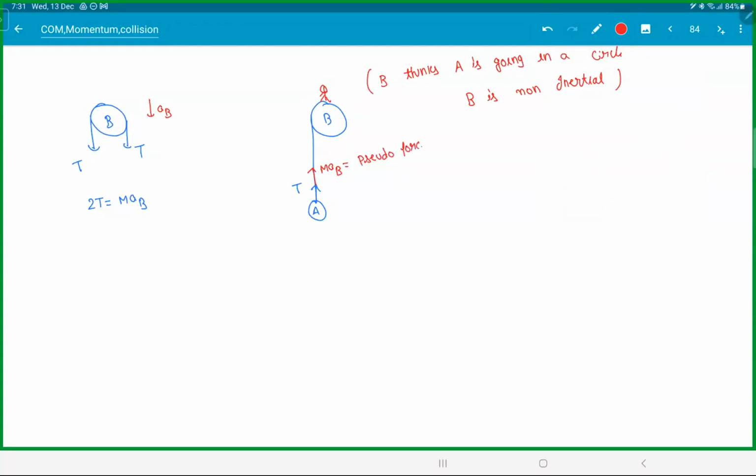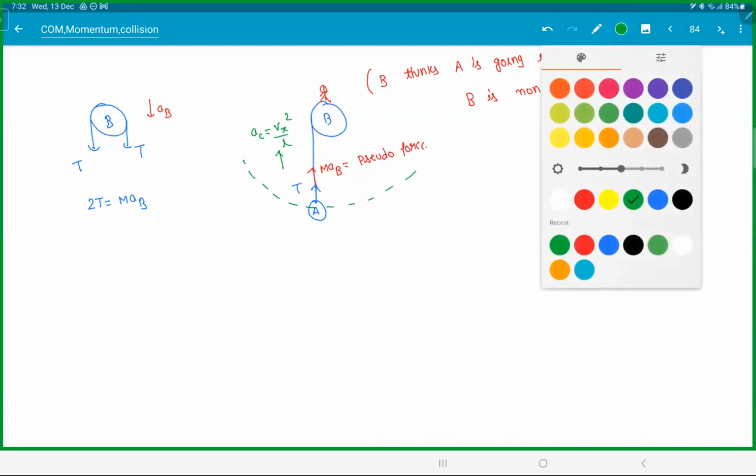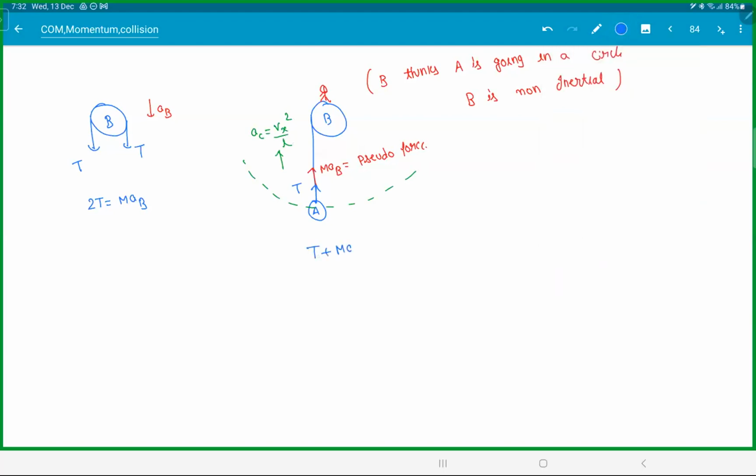Since B is non-inertial, and now B thinks it is going in a circle, you'll also have centripetal acceleration. Actually, you can use centrifugal force also. That means you'll get double pseudo forces. One pseudo force because of centrifugal, one pseudo force because the observer is moving. And we have AC, this will be Vx square by L. So we get from here tension plus MAB is equal to mass into A centripetal. M into A centripetal.